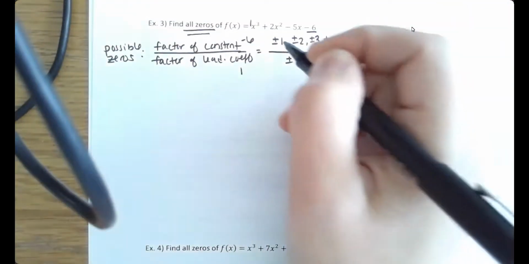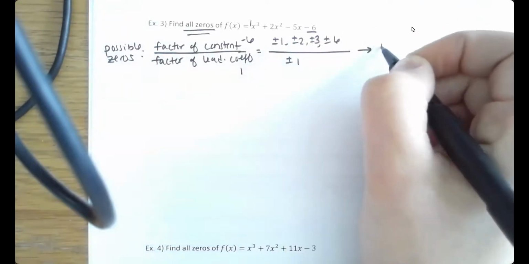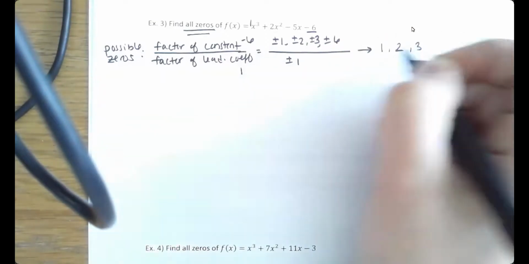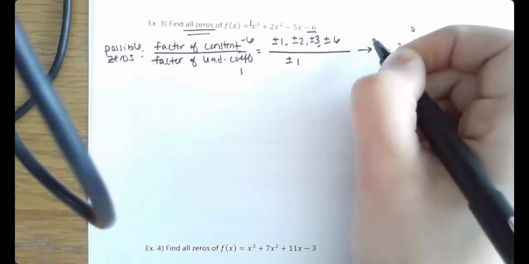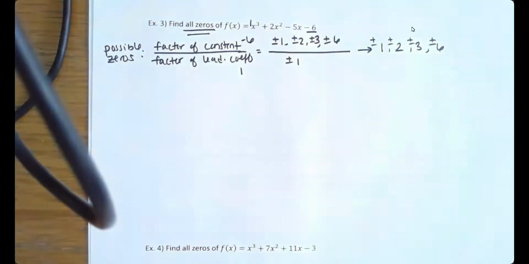So we're going to do all of those divisions out. I have 1 divided by 1 is 1, 2 divided by 1 is 2, 3 divided by 1 is 3, and 6 divided by 1 is 6. And again, just keep in mind that you do have all the plus or minuses because you could have negatives in there as well. So I have 8 possible options here for zeros to try.